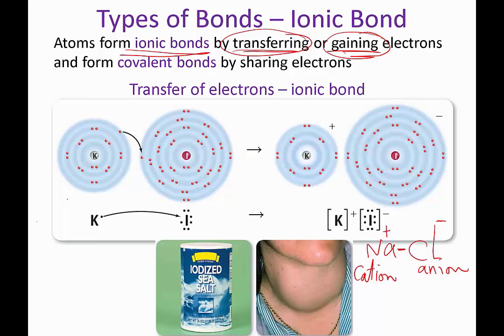In the picture here you can see another example between potassium and iodine. The potassium loses an electron to the iodine. The iodine takes this electron to complete the 8 electrons, which we call the octet rule. This rule is to complete the last shell with 8 electrons. So potassium becomes positive, which is a cation, and the iodine becomes negative, which is an anion. So they form an ionic bond.